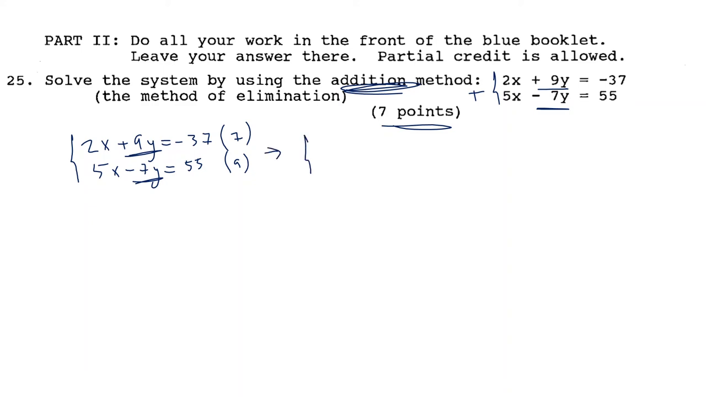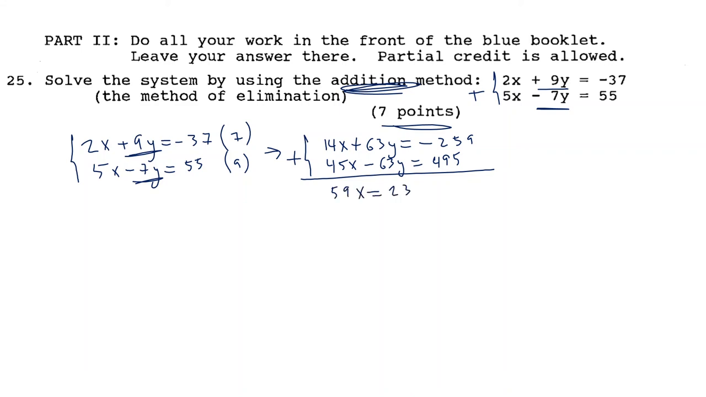So here it will get me to 14x plus 63y is equal to negative 7 times 37, which is going to be equal to negative 259. You just have to pretty much do this on the side. Then 9 times 5x is 45x minus 63y equals 55 times 9, which is going to be equal to 495. Again, you just need to do this calculation on the side. Add them up. You're going to have 59x equal, if you add those two together, 236, which leads x to be equal to 4.